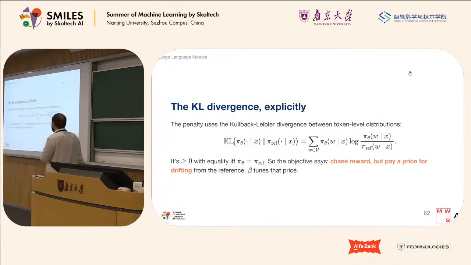Okay, so what is the KL divergence? KL divergence is a way to say how different two distributions are. I think you understand what it is, but here is how we use it. We have a reference model, we compare it to our model, and if our model is far from the reference model, the KL divergence will be big, and we do not want this.